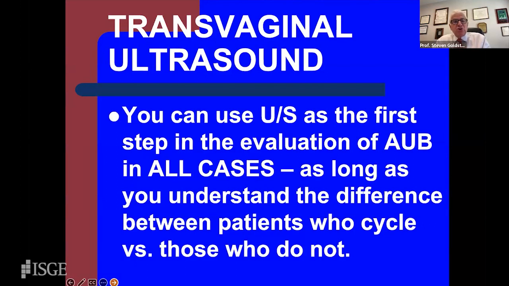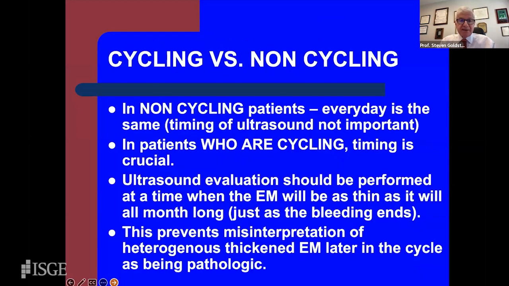I say here that you can use transvaginal ultrasound in the first step in evaluating all cases of abnormal uterine bleeding, as long as you understand the difference between patients who cycle versus those who do not. In non-cycling patients, this would be menopausal women or women on continuous combined hormones or birth control pills, every day is the same. And so the timing of your ultrasound examination is not crucial. But in patients who are cycling, timing is crucial.